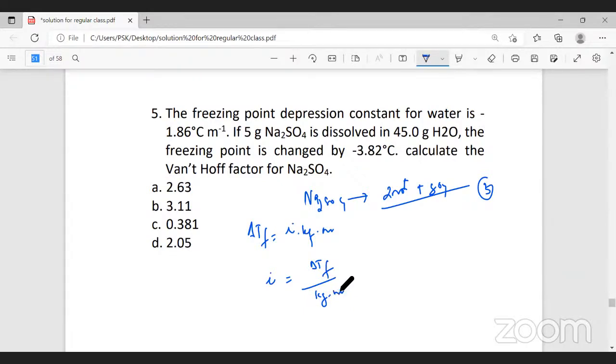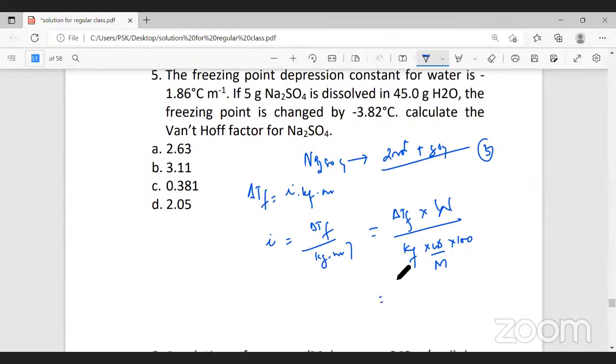Now, what is delta TF? On substitution, m is molality, so we can write this formula as delta TF into weight of the solvent divided by KF into weight of the solute divided by molecular mass. That's the number of moles of the solute, W by M. You work out the formula, then you will know this. So that will be equal to delta TF. They have given 3.82. I will not take it as minus. The minus sign says decrease.